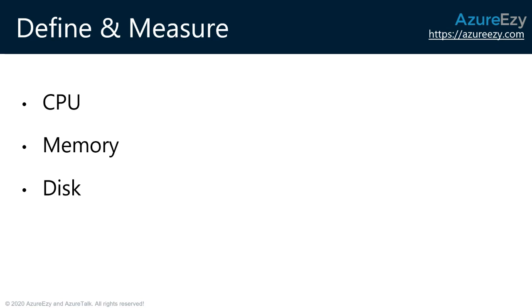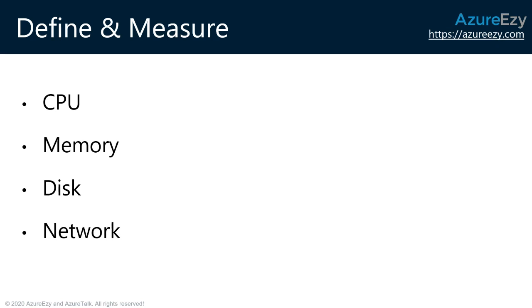Disk storage. As you know, when you set up your app VM, you might want a particular type of storage. And based on that storage, you might be looking at some numbers in terms of input output operations, in terms of its size, in terms of its performance. So you might have to define your disk usage in terms of its input output operations, or its size, how much capacity it has, how much space it has. You need to define all those things, and then measure it in your monitoring solution.